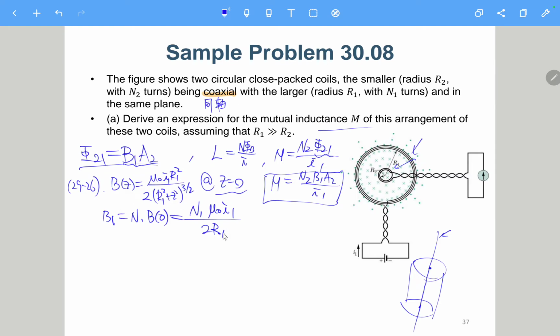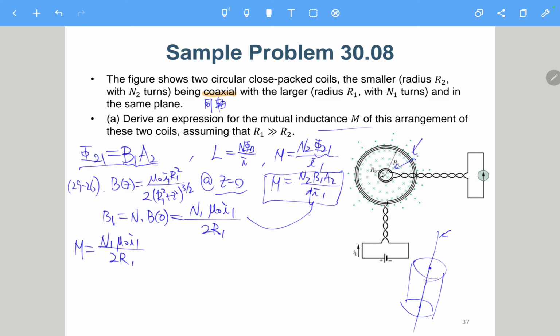So finally it will be like this, because here we have R1 squared, we have R1 squared to the 3 over 2 power. So in the denominator we have R1 cubed. So when canceled with this R squared, it becomes R1 in the denominator. So here we can also put this one into there. So yeah, here we have M equals N1 mu 0 I1 over 2R1, which is still this one.